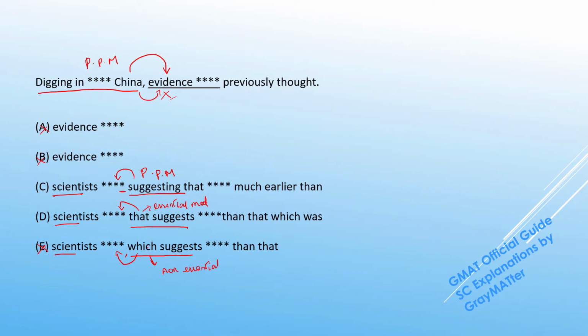So remember that when there is a relative clause which starts with the pronoun which, it becomes a non-essential modifier, and any non-essential modifier needs to be put between commas. So E goes off that way. So both C and D can work. It can either be the present participle modifier or the that clause.